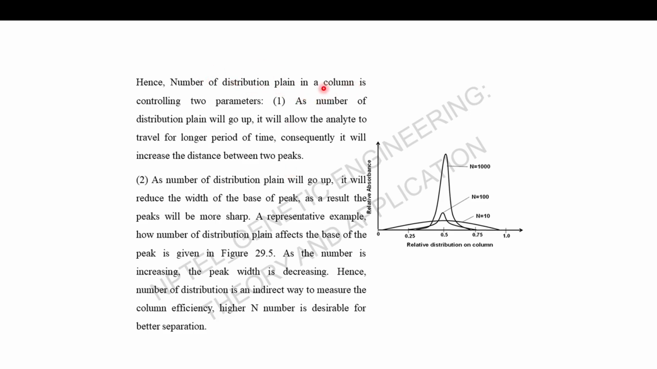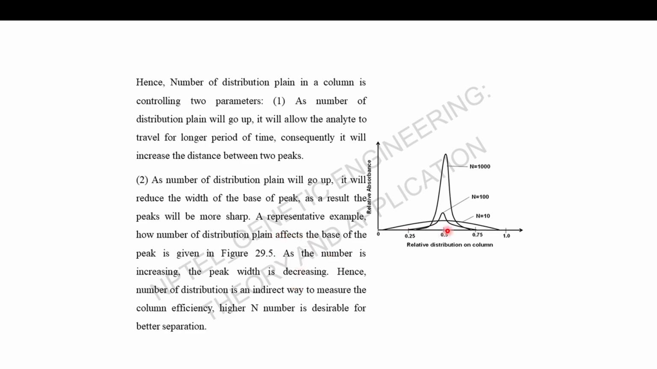So the number of distribution planes in a column is actually controlling two parameters. If the number of distribution plates goes up, then it will allow the analyte to travel for a longer period of time, and it will increase the distance between two peaks. Basically, it is increasing the resolution. And as the number of distribution planes goes up, it will also reduce the width, making the peaks narrower and sharper, and the width of the base of the peak will reduce. As a result, the peaks will be sharper.